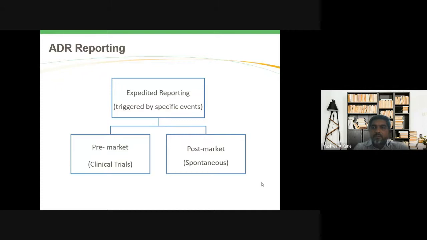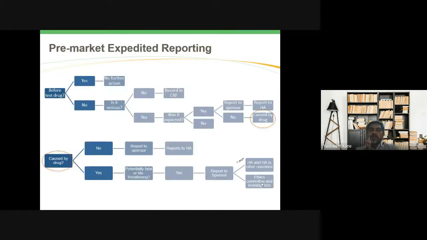Okay, so if there are no questions, I'll just move ahead with the expedited reporting. Pre-market expedited or ADR reporting is reported in the clinical trial setup, and post-market reporting is spontaneous, when the drug is marketed. Okay, so pre-market expedited reporting.